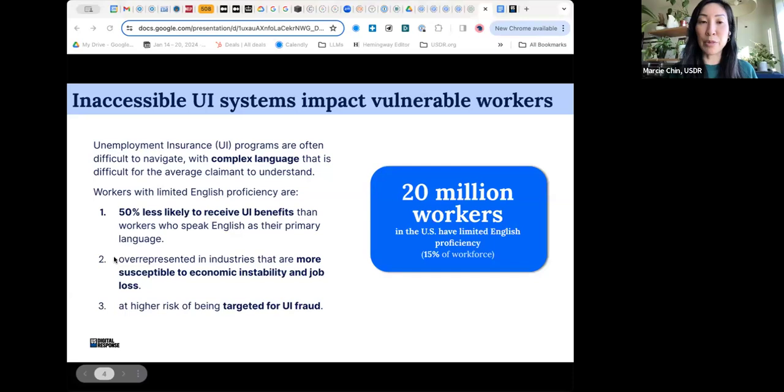So we all know that unemployment insurance programs are extremely complex. Over the past 4 years, we've been supporting state unemployment insurance teams, starting with early pandemic response, all the way to the longer term modernization efforts. And language access really stood out to us as a pretty significant need that didn't really have an immediate and sustainable solution.